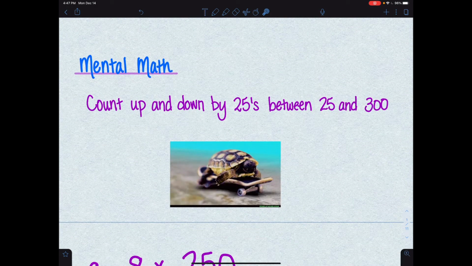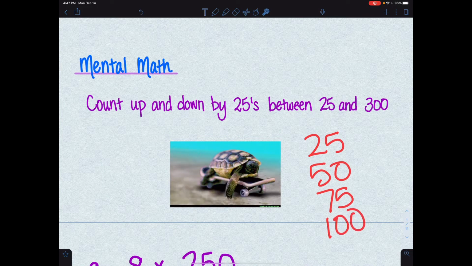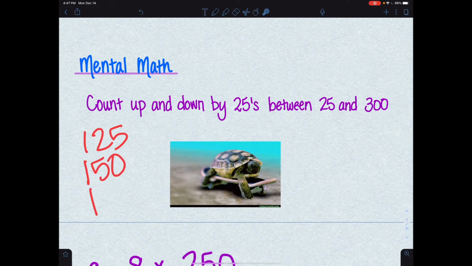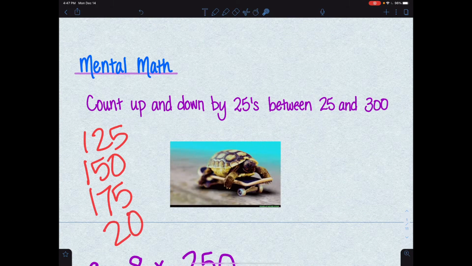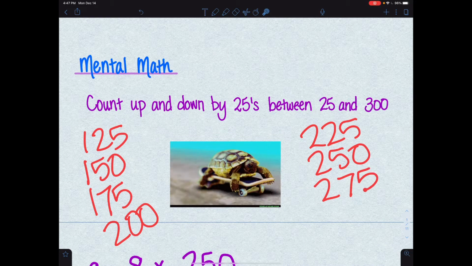Okay, let's go on to the rest of mental math. The first thing we're going to do is count up and down by 25s between 25 and 300. All right, let's go for it. 25, 50, 75, 100, 125, 150, 175, 200, 225, 250, 275, 300.